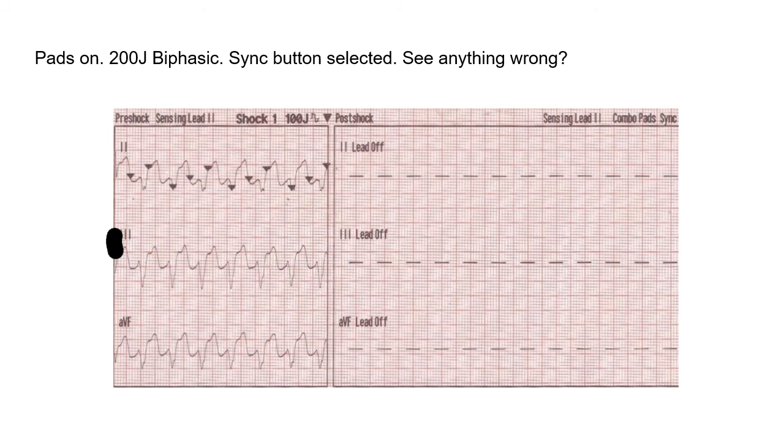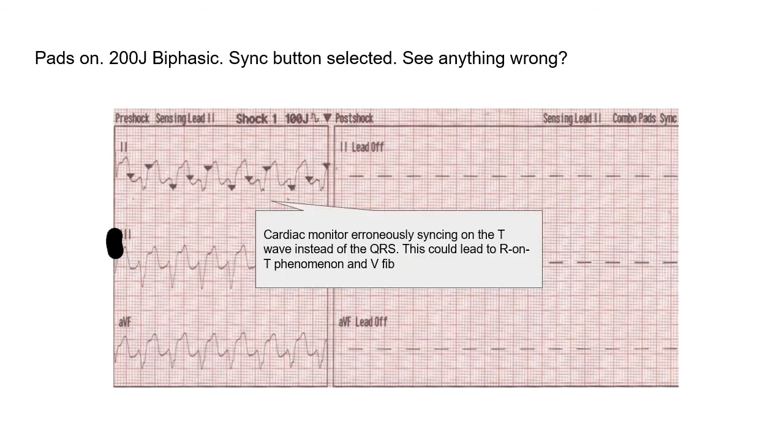So we're supposed to synchronize to the R wave, right? And we're not synchronizing to the R wave. It's kind of all over the place, huh? So this would be bad if we shocked this patient, because we could cause them to go into ventricular fibrillation if we're not synchronized correctly. And this is something that you should always check when you're synchronizing to make sure that things are okay.